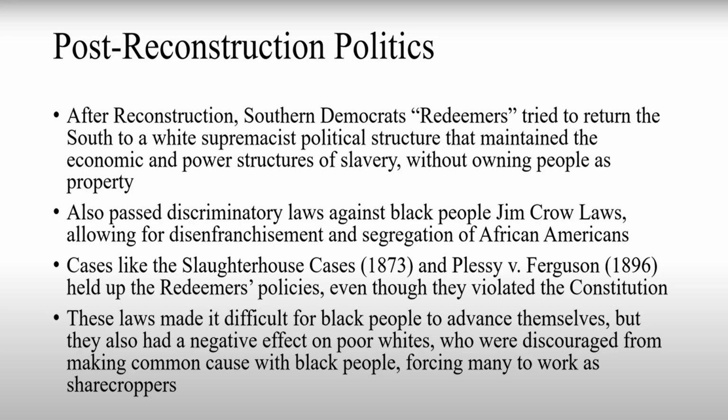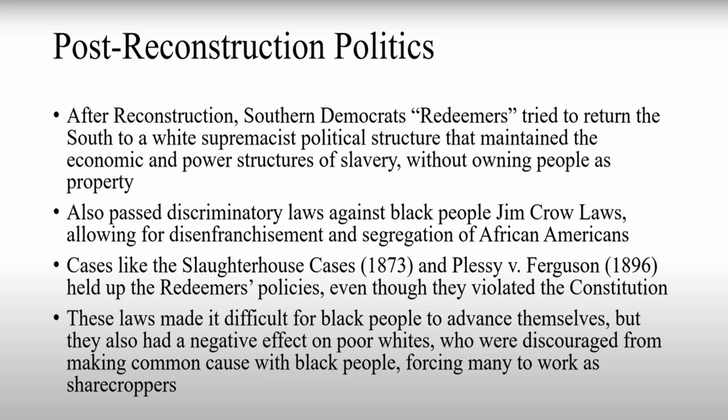Once they get into power, they begin to pass a series of discriminatory laws designed to take away African Americans' civil rights, to make them as much like they were in slavery without actually being enslaved. These involve mass disenfranchisement and segregation of African Americans. They're called the Jim Crow laws. They have some similarities, but also some differences with the old black codes.